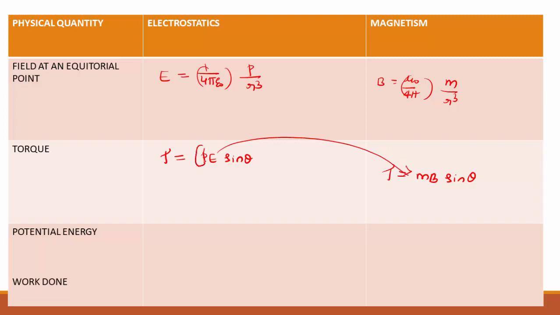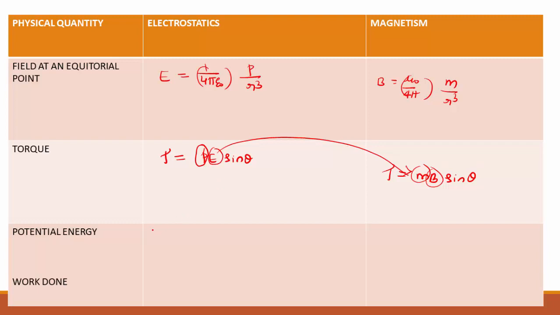Here P is the electric dipole moment, m is the magnetic dipole moment, E is the electric field, and B is the magnetic field. This is a small difference, and this is the analogy between electric dipole and magnetic dipole.